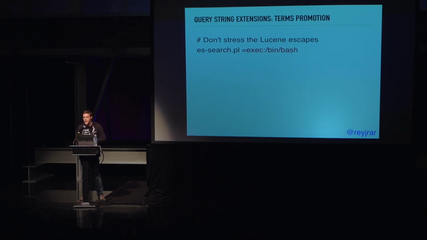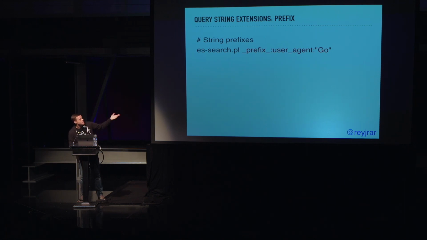If you need an exact match, and have you ever tried to escape a Lucene query that was a user agent or a file path? It's madness. And when you add the command line in that, you need to double escape. So rather than deal with that, I said, let's back away. If you prefix a term with an equal sign, it will automatically promote it to a terms filter so that you won't have to deal with any type of escaping. If you want to prefix something, you can say, show me all the user agents that start with go.